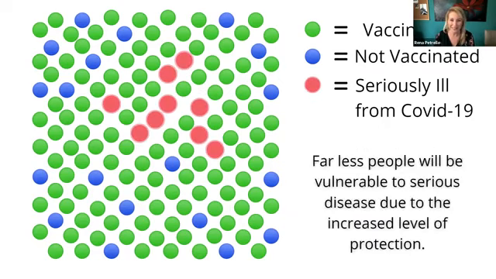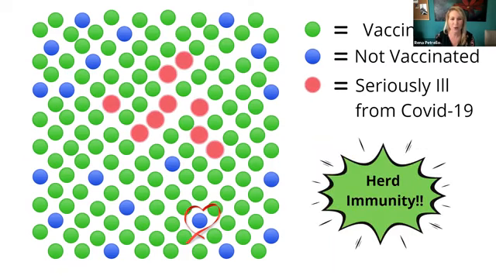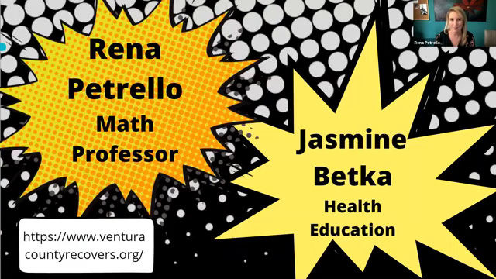Having a well-protected community will provide extra protection for people who cannot get the vaccine, or the vaccine is not as effective on them due to their health conditions. Herd immunity is so important, especially for these people. So hopefully this demonstration explains why it is vital for an entire community to gain as much protection from this virus as possible. That will give us herd immunity.